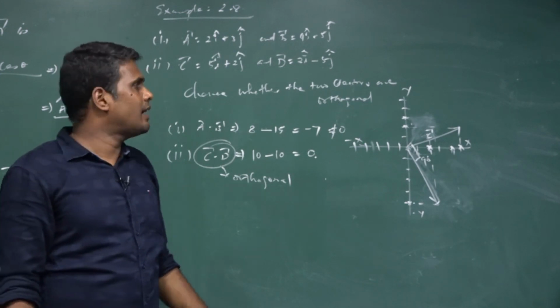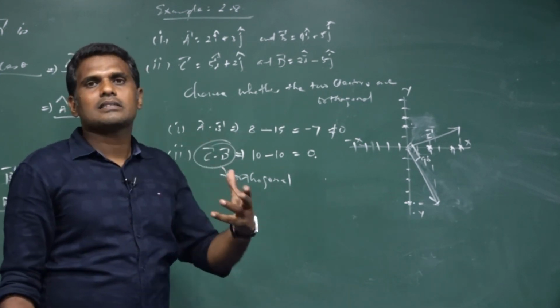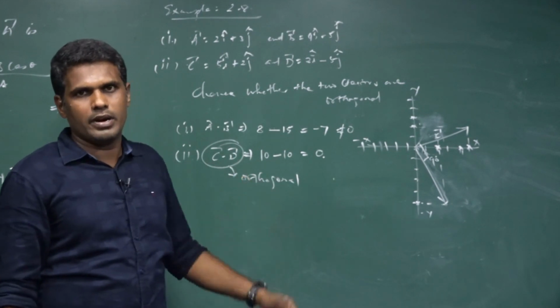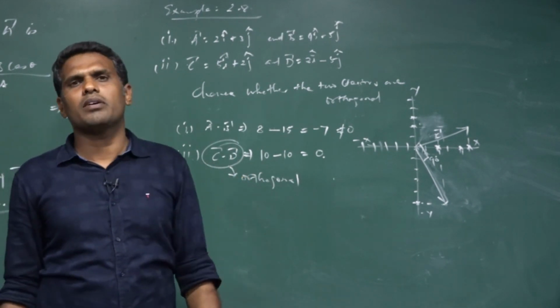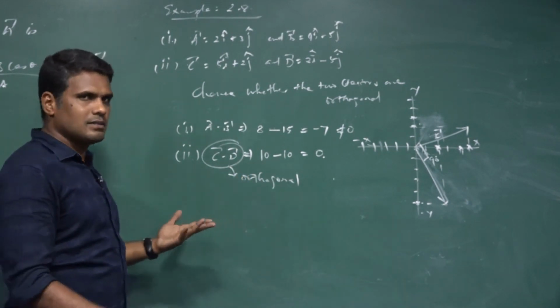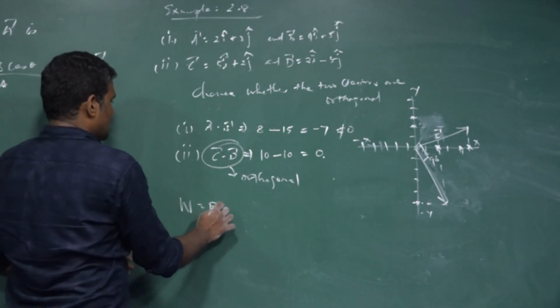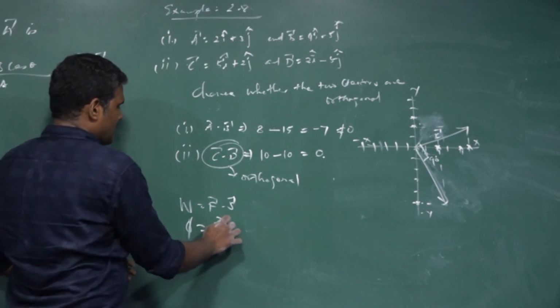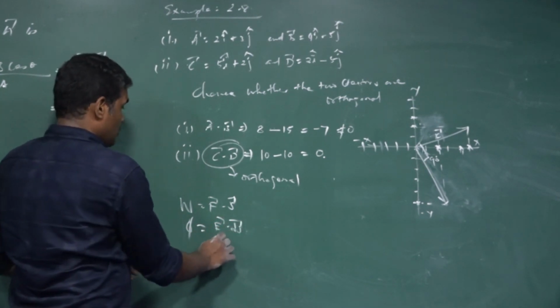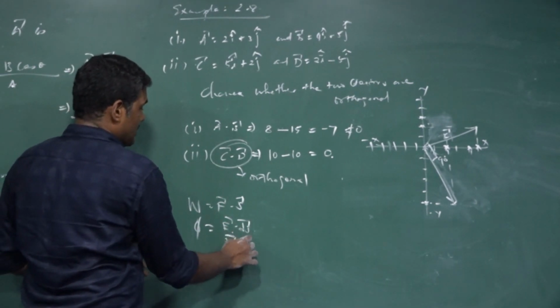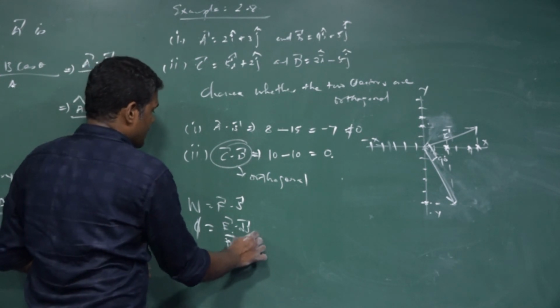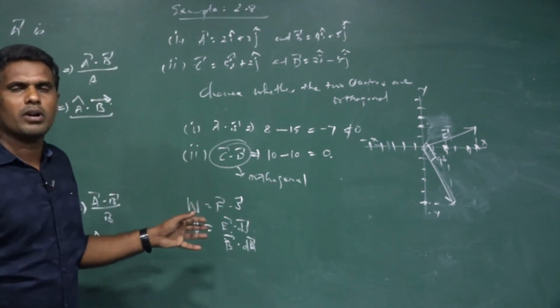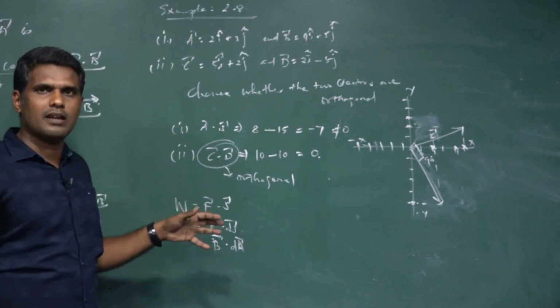Then, next thing is that we can give out an example for a scalar dot product. We are having so many examples. Work done is one: W equals F vector dot S vector. Then electric flux, E vector dot dS vector. Also we have magnetic flux, B vector dot dS vector or dA vector. There are so many examples for a scalar dot product.